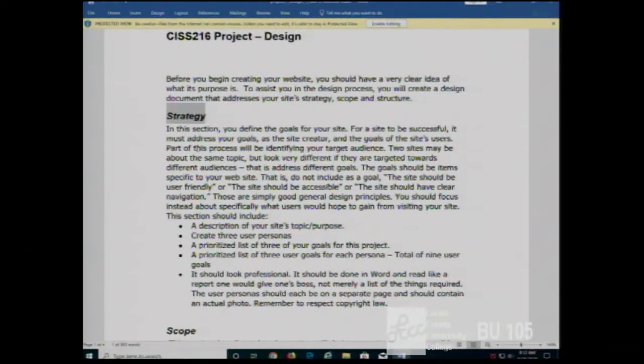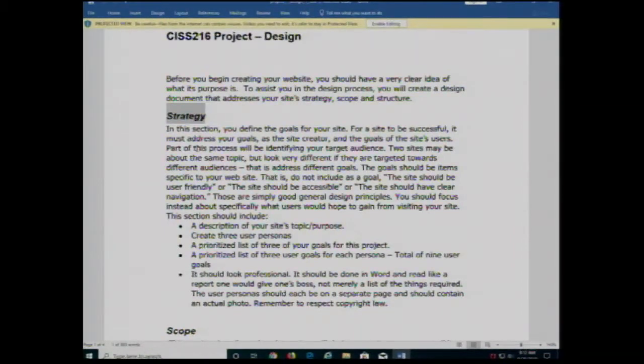So that might be a goal. You might want it to help your current customers possibly purchase more things from you. If you think about it, if you're a restaurant, one of your goals might be to attract more customers. Another goal might be to get your current customers to come and eat at your place more often. Those are two slightly different goals, and they might have different purposes.